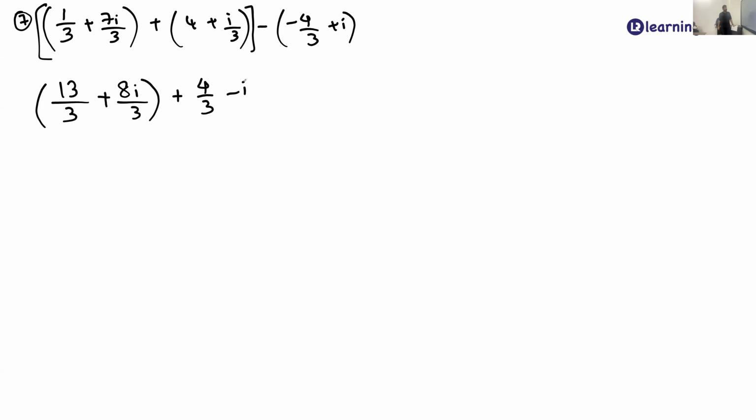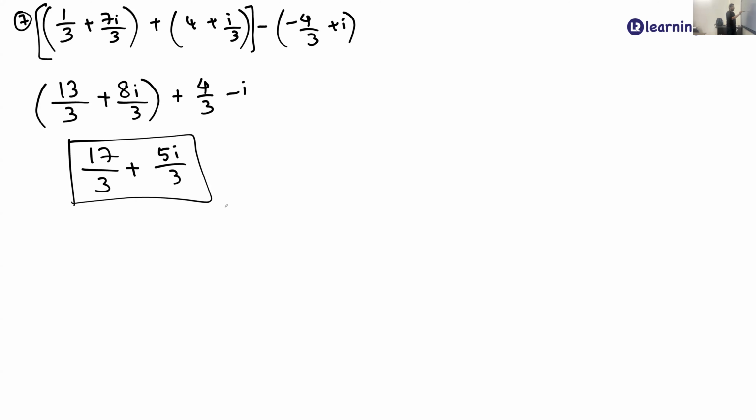I opened the bracket. So 13 by 3 plus 4 by 3 is 17 by 3, plus 8i by 3 minus i. 8i by 3 minus i is going to be 5i by 3. So this is going to be the final answer.